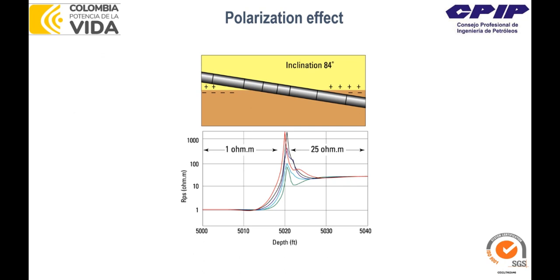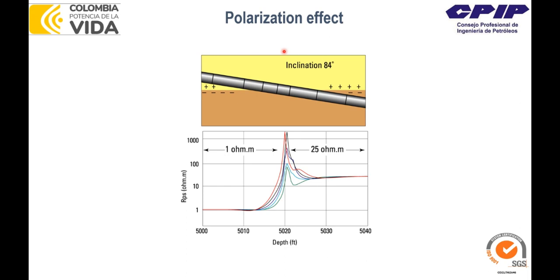So imagine we have two layers. One layer has a resistivity of 1 ohm-m, and the second layer has a resistivity of 25 ohm-m. And we are cutting it from top to bottom with our tool, in this case with an inclination of 84 degrees. So what's happening here? These two boundaries have a potential difference, and the current loops are forced to cross two zones with different resistivities.